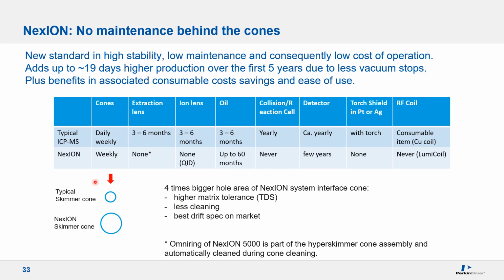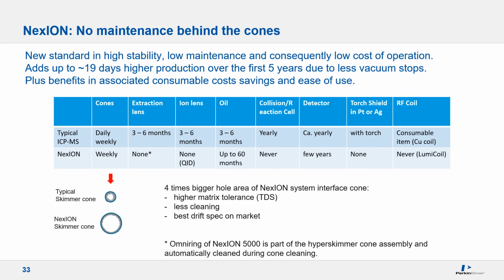With that, I want to just move on to the whole area, how that is not only important in terms of the frequency of cleaning, but also important in terms of the drift. So in a typical competitor instrument, the hole for the interface is much smaller compared to the NexION, and that means that when we coat that cone with high matrix, the relative diameter will change more in a competitor instrument compared to the NexION. That means the drift will be less on a NexION, and for that reason we have the best drift spec on the market.